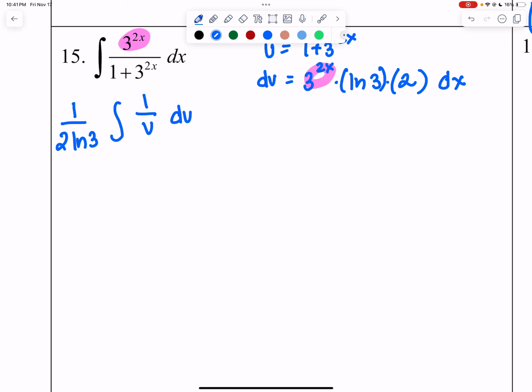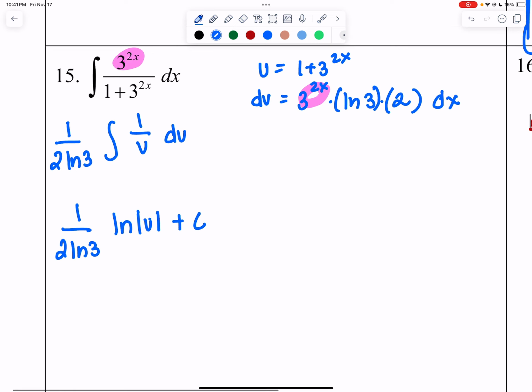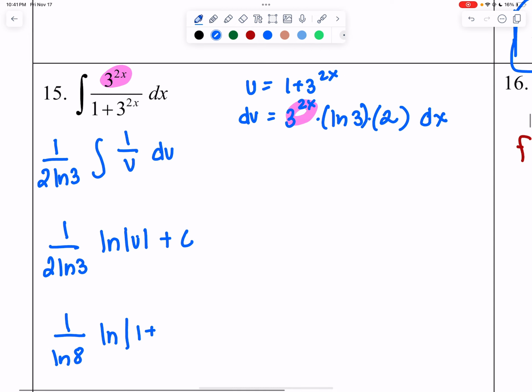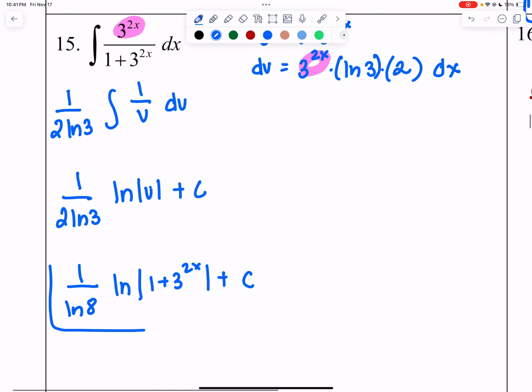All right, so once we do that, we have 1 over 2 ln of 3. The antiderivative of 1 over u is ln of the absolute value of u plus c. We have u to be 1 plus 3 to the 2x, so I have 1 over ln of 8. Figure out why that's 8, hint, hint. And then ln of 1 plus 3 to the 2x plus c. And that's going to be your antiderivative.